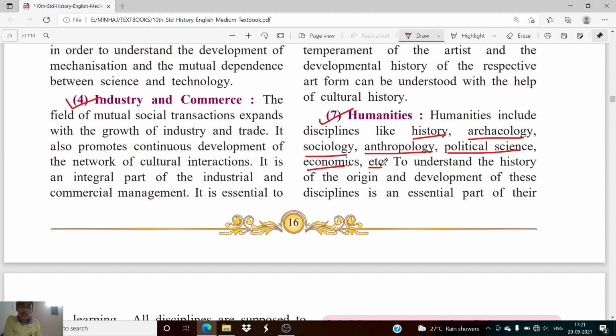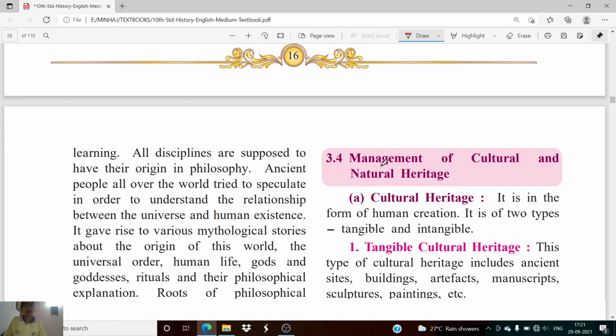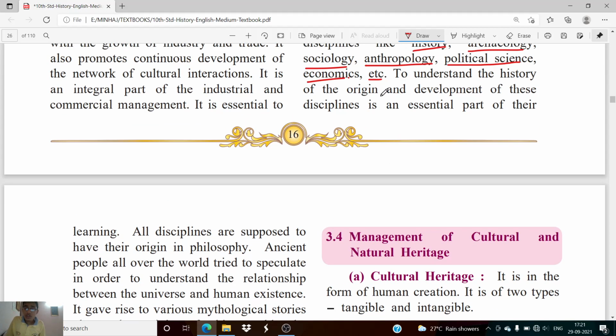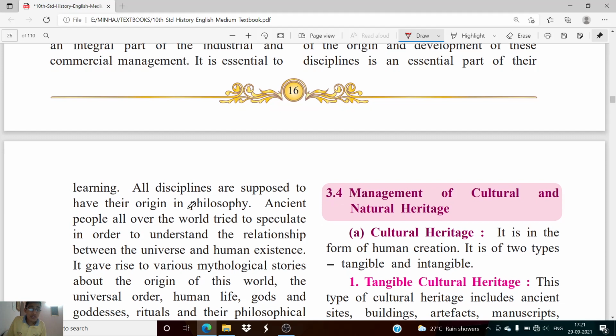Now, to understand the history of the origin and development of these disciplines is an essential part of their learning. All disciplines are supposed to have their origin in philosophy. It is supposed that all the above mentioned disciplines have originated from a particular field of knowledge, which is philosophy.